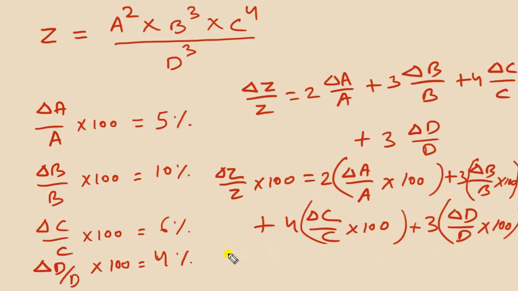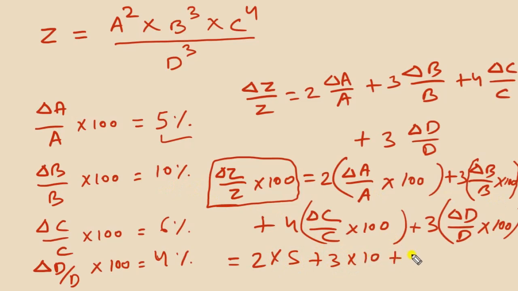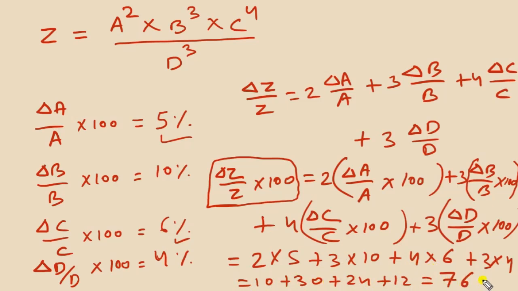It would give you the percentage error in Z, which is this. The percentage error in Z will be equals to 2 times the percentage error in A, which is given in the question 5%. That means 2 into 5, plus 3 times the percentage error in B, which is given in the question 10%, plus 4 times the percentage error in C, which is given in the question 6%, plus 3 times the percentage error in D, which is 4. It would give you 10 plus 30 plus 24 plus 12, that is 36, 46, 56, 66, 76. 76% is the percentage error in Z.